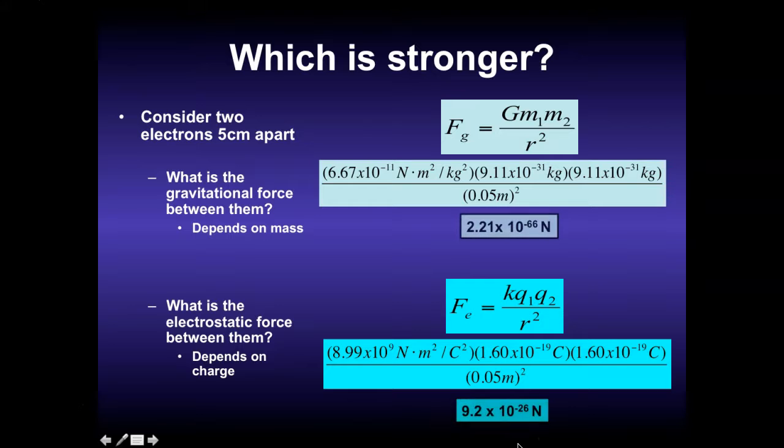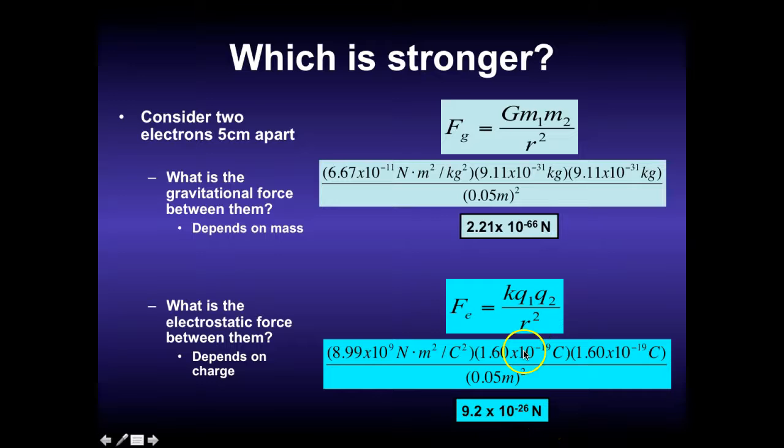I have the answers for you, and you can see both are really small. This negative 66 newtons is a super small force. This negative 26 newtons is a super small force. But comparing the two of them, 26, 36, 46, 56, 66, that is 40 orders of magnitude, or 40 powers of 10. That's how much bigger this electric force is.